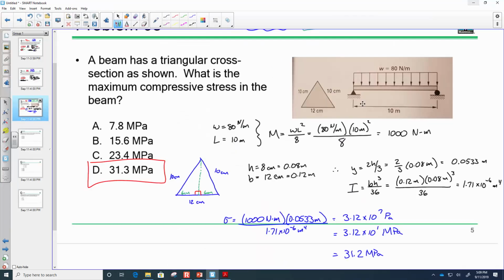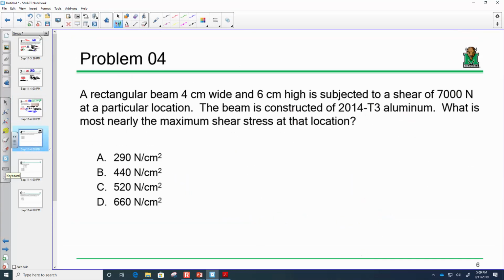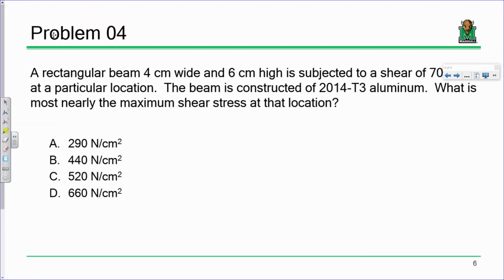So we have 4 fundamental stress formulas, and we've had one problem on each of them in one way, shape, or form. Axial, torsion, bending. What about shear? I have a rectangular beam that is 4 centimeters wide and 6 centimeters high, and is subjected to a transverse shear of 7,000 newtons at a particular location. It doesn't really matter where it is, because you just need to know what the shear is. The beam is constructed of 2014-T3 aluminum. We'll get to that in a second. What is most nearly the maximum shear stress at this location?